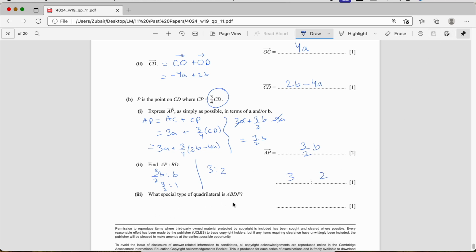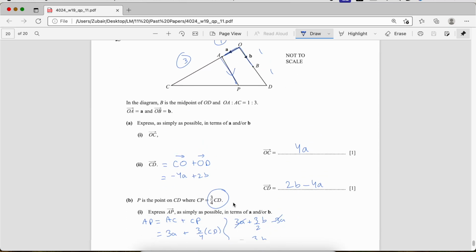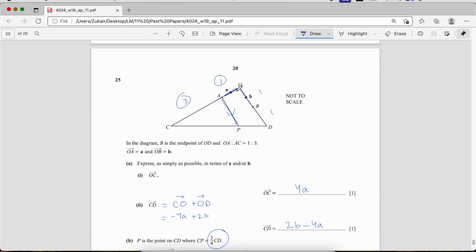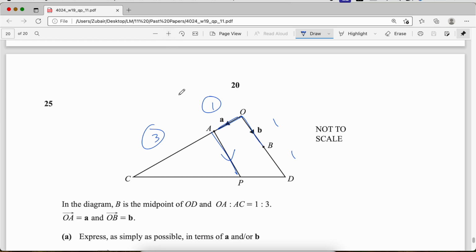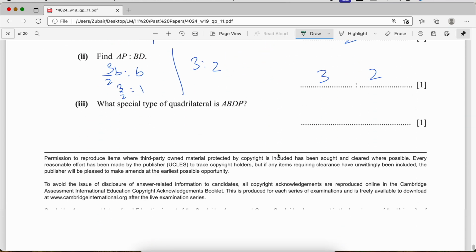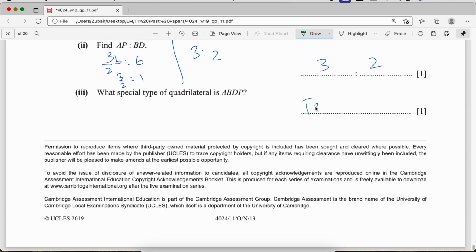What special type of quadrilateral is ABDP? What special type of quadrilateral is this? Four-sided already, and we know this is purely vector b, and this is also purely vector b. That's 1.5 times, but that makes it parallel, so we'll call it a trapezium. And paper complete.